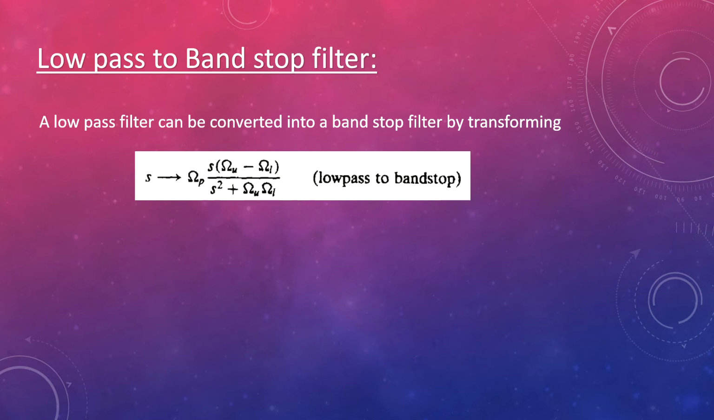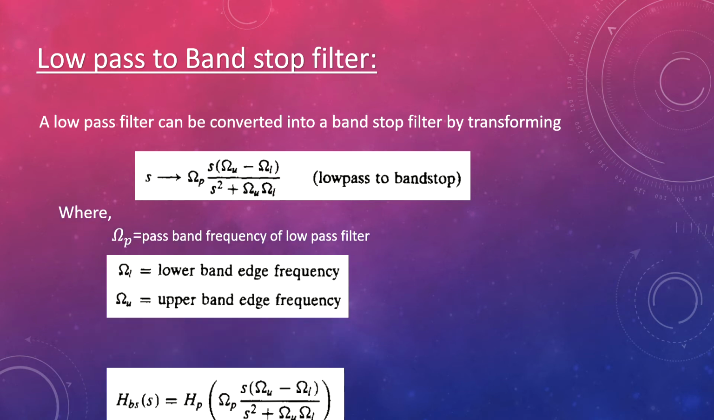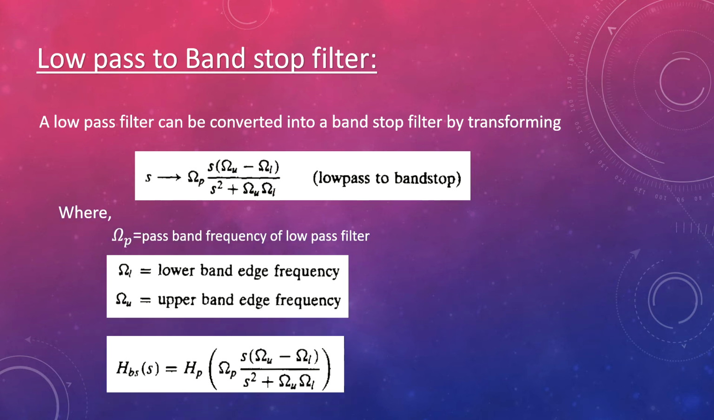Similarly, we can convert a low pass to a band stop filter by converting S into omega p times S times (omega u minus omega L) divided by (S square plus omega u times omega L). Then we substitute the value of S into the frequency response of the low pass filter.